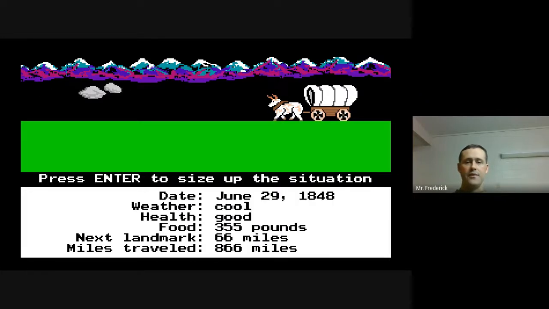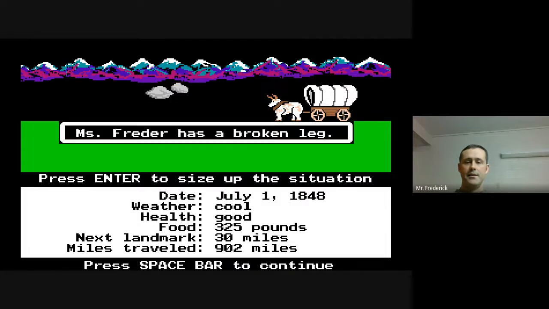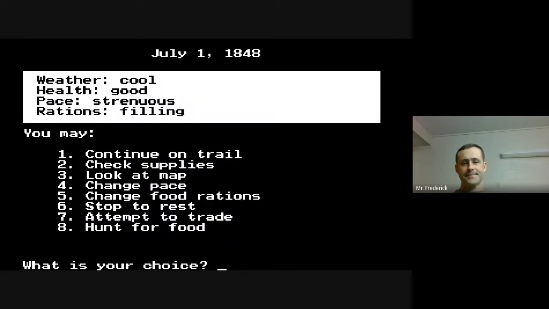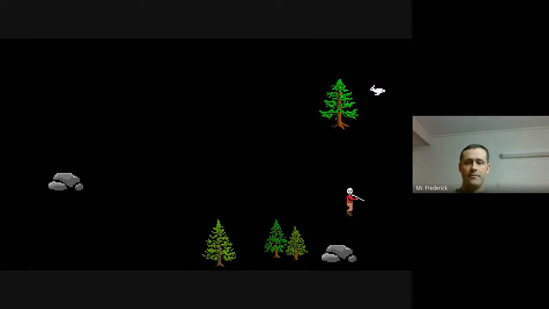Down to 355 pounds of food. I think, oh, Mr. Frederick has broken a leg. Well, I guess I won't be hunting on this trip. Let's go hunt. Notice the terrain has changed. We're seeing more evergreens and rocks.